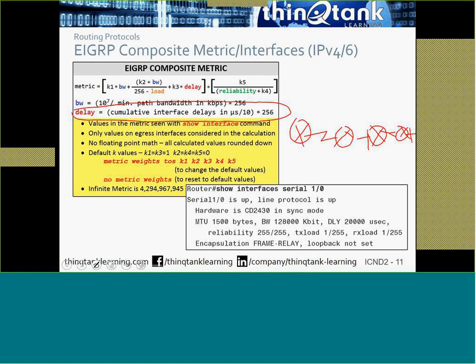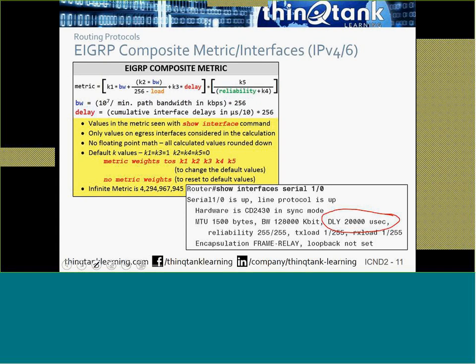So delay is the sum of the delays along the path. So this delay plus this delay plus this delay. And delay is also seen with show interface. Now, if you look at the delay value on the interface, it's in microseconds. But in the formula, it's tens of microseconds. So that's why we have to divide by 10.